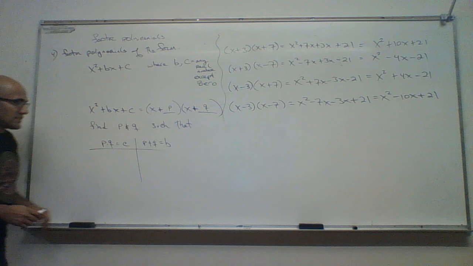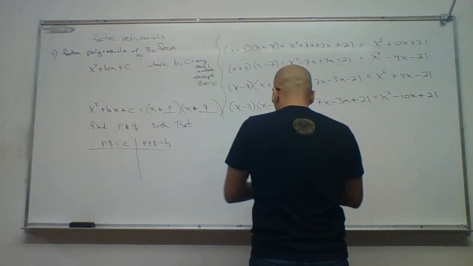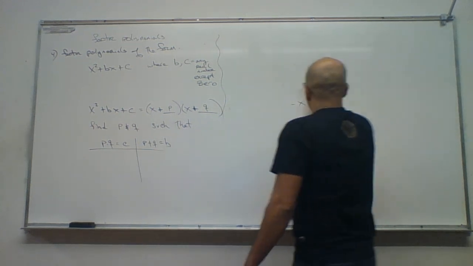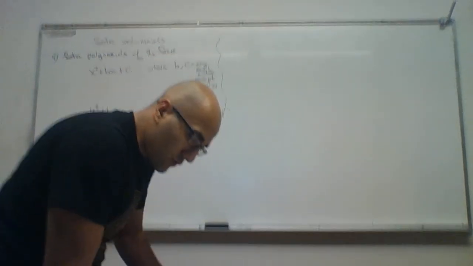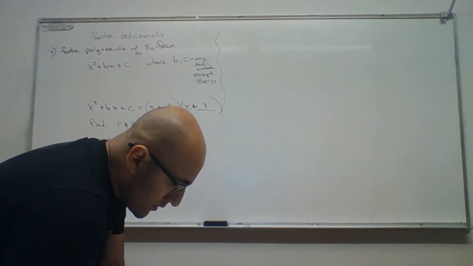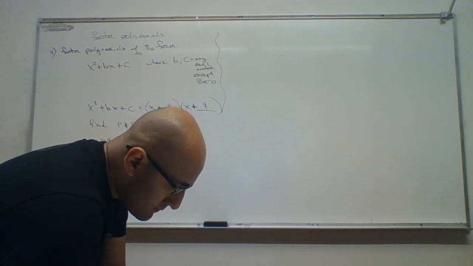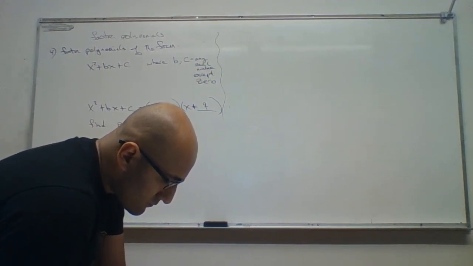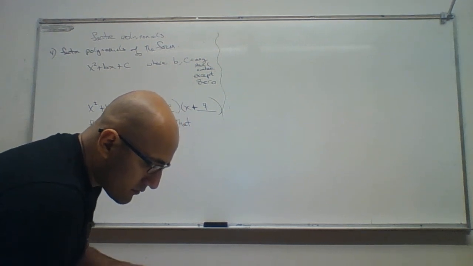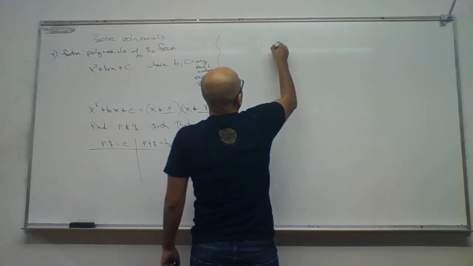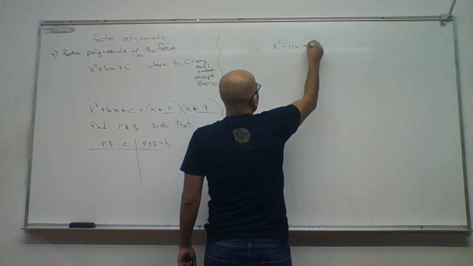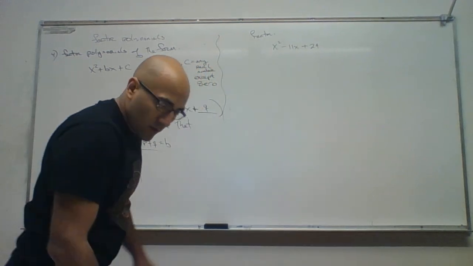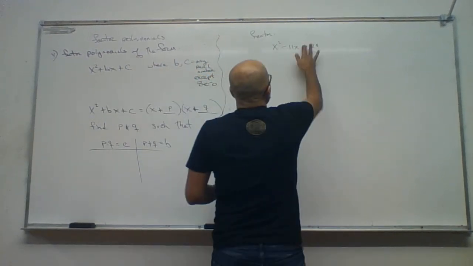Okay? So let's see if we can find one that fits that pattern, and then we'll be done with this one. Let's see. For example, let's run through the ones on here, see if anything pops out at me. How about x squared minus 11x plus 24? Oh, sorry, not plus 24, minus 24.